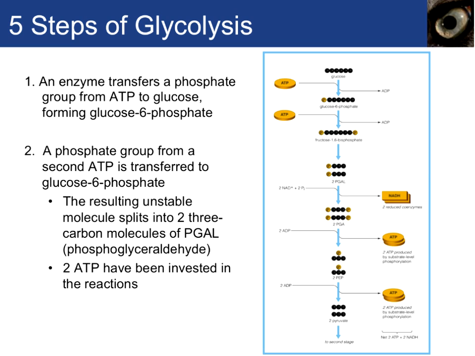In the first step, an enzyme transfers a phosphate group from ATP to glucose, and this forms glucose 6-phosphate. And so you can see that here. Next, a phosphate group from the second ATP is transferred to glucose 6-phosphate, and the resulting unstable molecule splits into 2 3-carbon molecules of PGAL. And you see that right here is the PGAL.